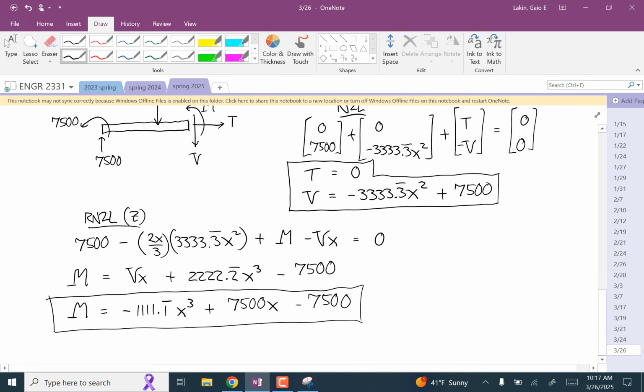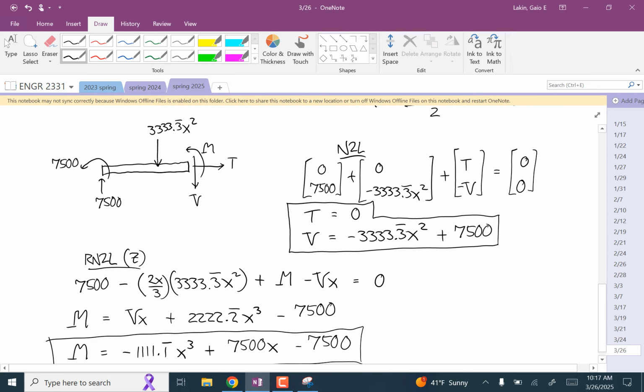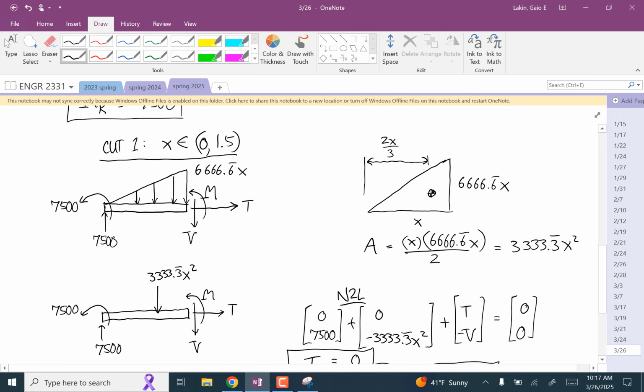Do the checks. dM/dx is equal to V. dV/dx, negative dV/dx is 6666.6 x, which is our distributed load function. So that all works.